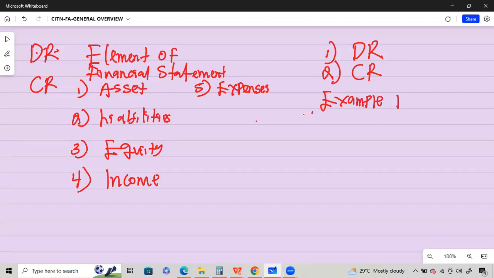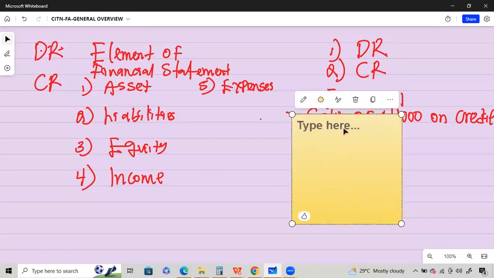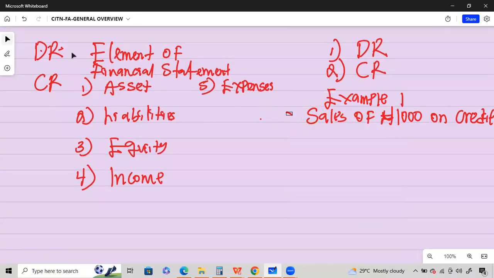Example one, let's say a sales of 1,000 naira on credit. So under our double entry system, these are some of the things that we are going to be dealing with.